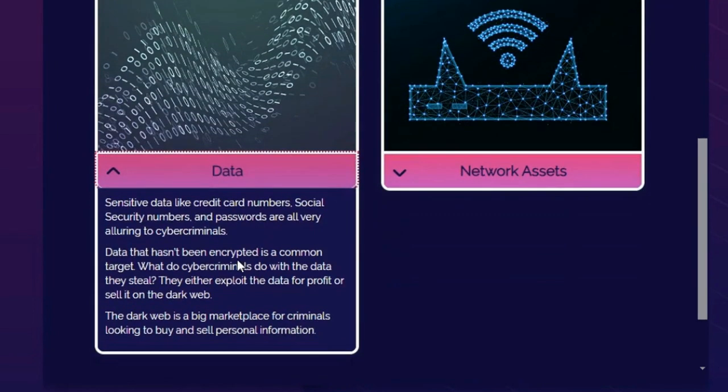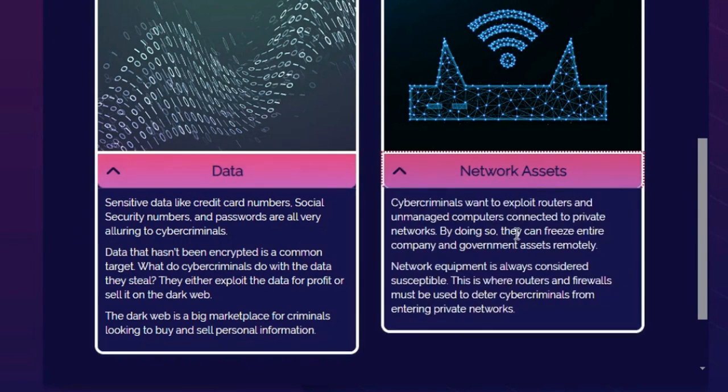Data. Sensitive data like credit card numbers, social security numbers, or passwords are all very alluring to cyber criminals. Data that hasn't been encrypted is a common target. What do cyber criminals do with the data they steal? They either exploit the data for profit, or they sell it on the dark web. So the dark web is a big marketplace for criminals looking to buy and sell personal information.